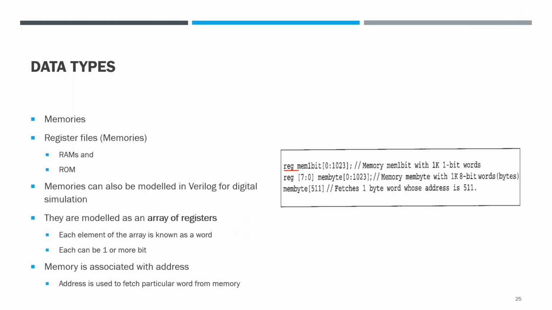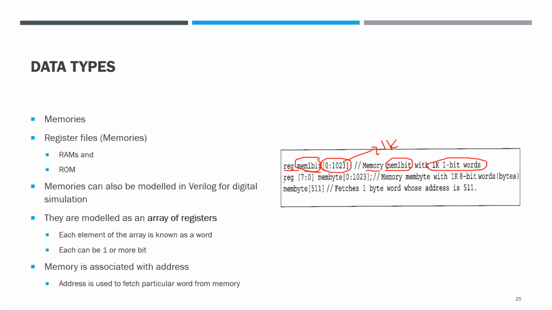So we have a reg mem 1 bit. This is a memory of 1 bit each. I have 1024 of them, which in binary we call 1K bit words. We have a memory termed mem 1 bit, which is the identifier, and it is 1 bit each. So here I am having a total of 1024 words, and each word is 1 bit in length.